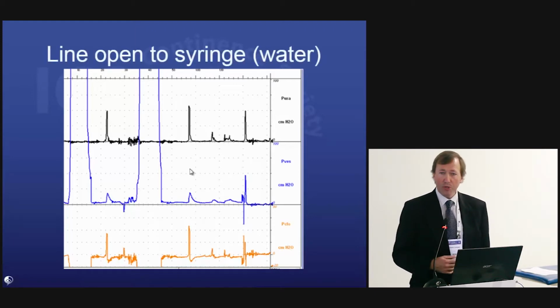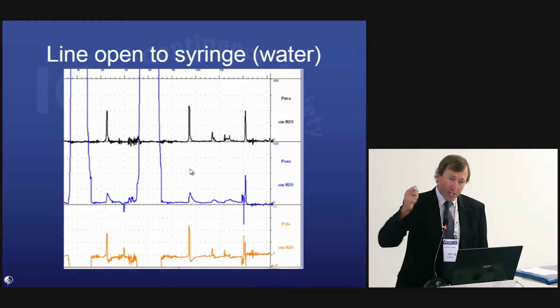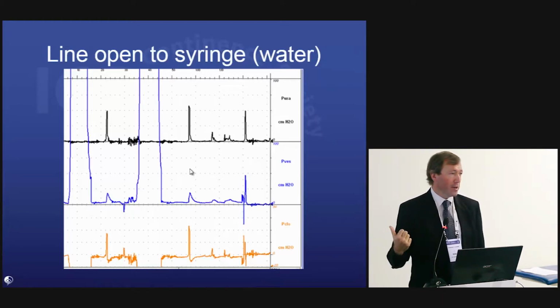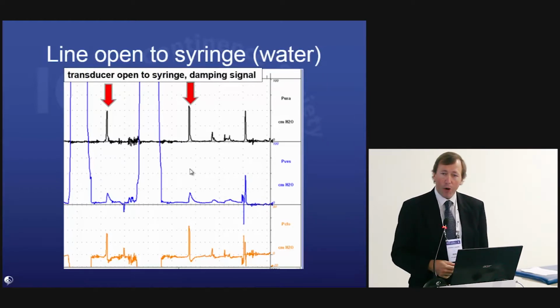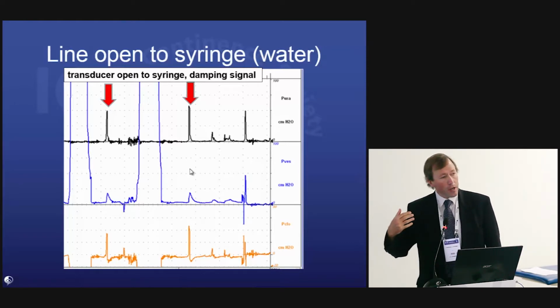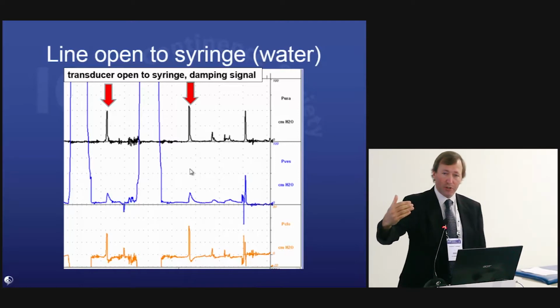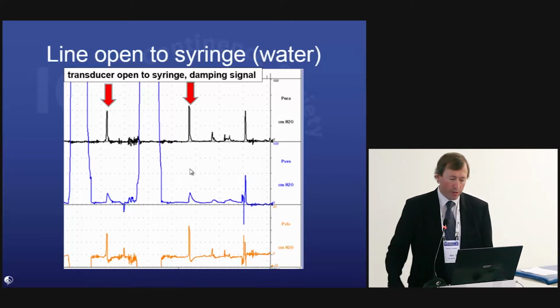Well, the line is open to the syringe. The syringe has been flushed through, and the tap hasn't been turned off at the top of the dome. I actually did this one, and it took me a while to realize that the transducer was open to the syringe. It's damping the signal. The cough comes up the tube, if you like, and gets lost in the rubber of the syringe. It damps it just like an air bubble would.